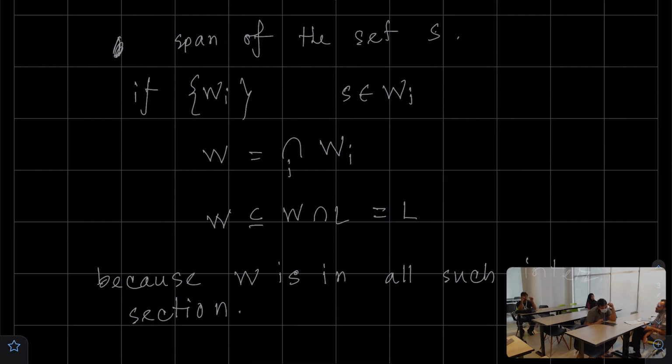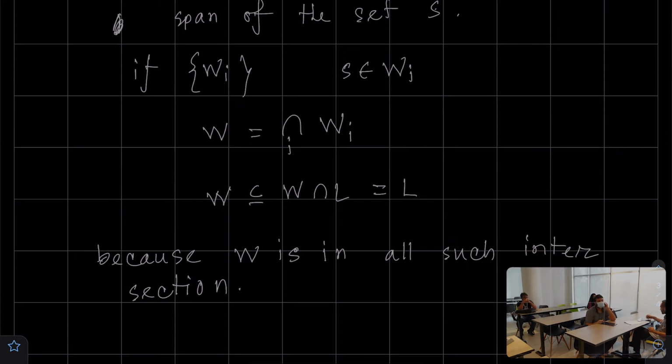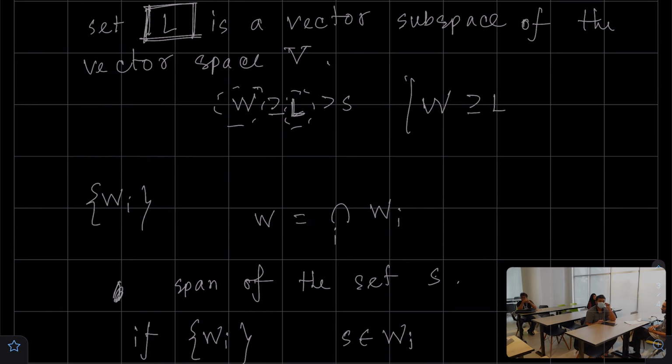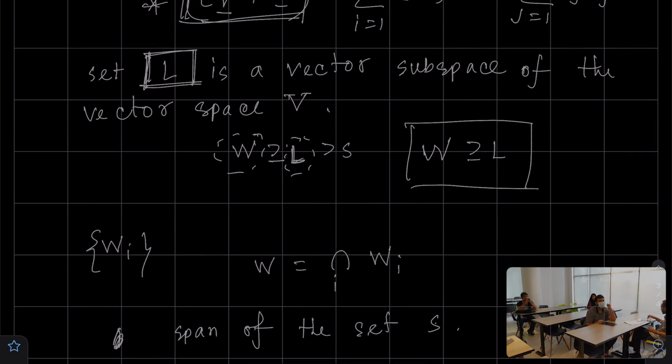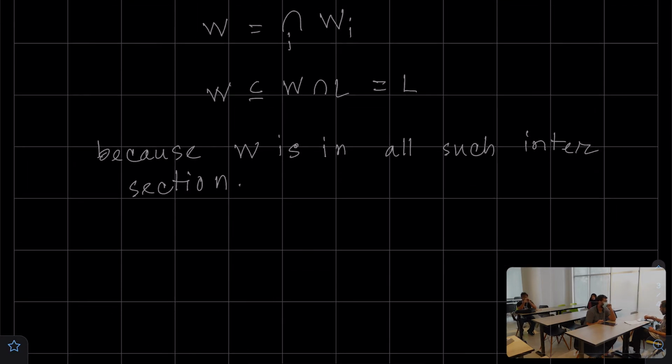If W1 and W2 are two subspaces, and I intersect W1 with W2, then W will be a subspace of W1 intersection W2, right? And how about L? Is W contained in L? Yes, because I already concluded here that L is contained in W, but not that W is contained in L. From here I'm showing that.